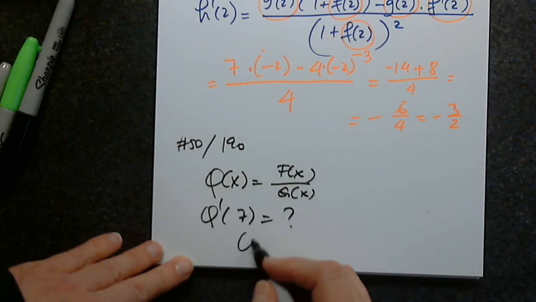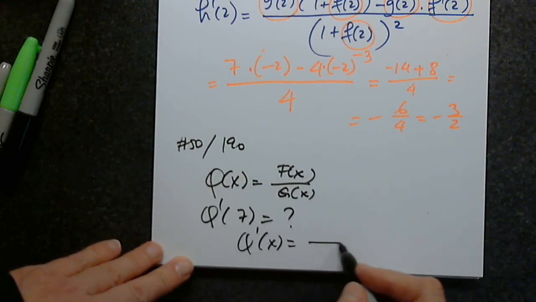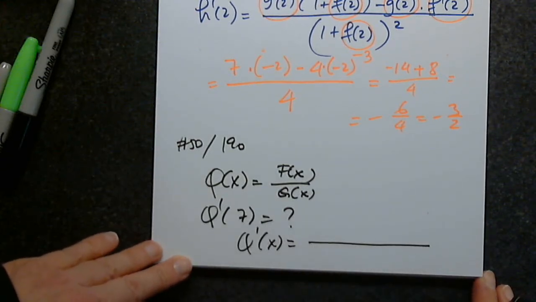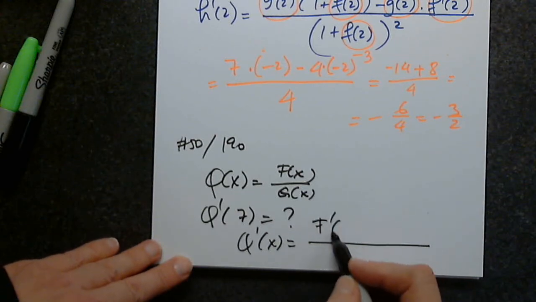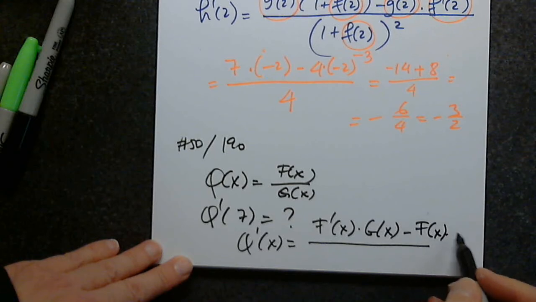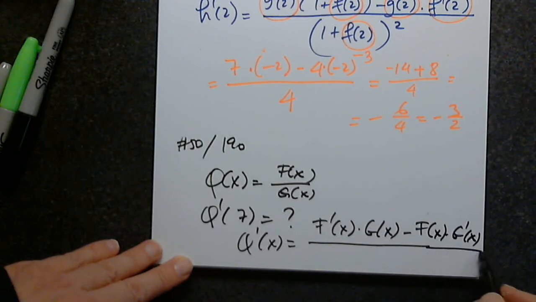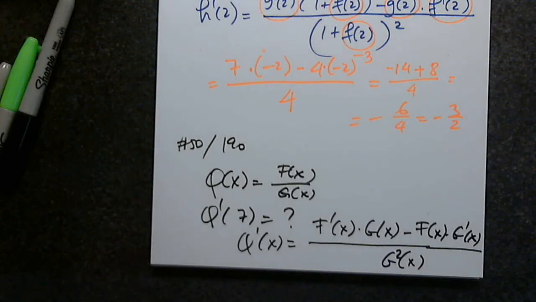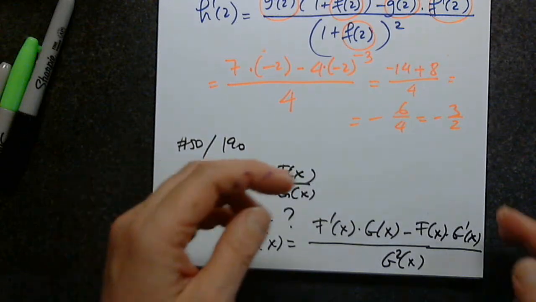So when we find q prime of x first, remember we have to use the quotient rule. Top prime, f prime, times the denominator minus f times the denominator prime, over the denominator squared. Now, it's pretty similar to the previous problem, but we are not given numbers. We have to determine them from the graph, the two graphs of f and g.